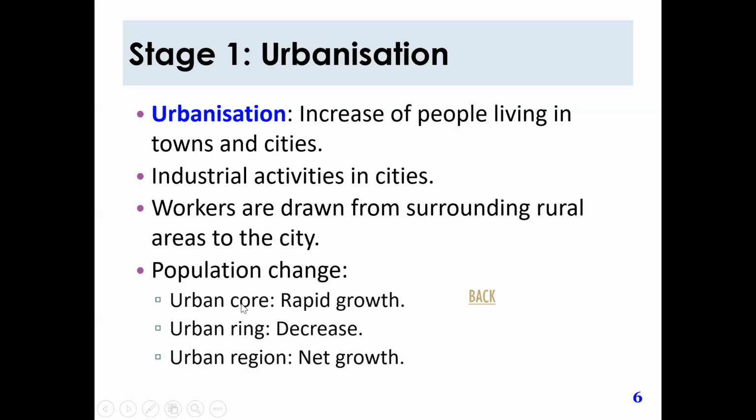During the urbanization process, the urban core, the center of the city, will experience rapid growth. What will happen at the urban ring? The urban ring is the area surrounding the core area. It will experience a decrease in population because people move towards the city center, for the better opportunities we mentioned before. The urban region as a whole will experience net growth, because the growth in the urban core will offset the decrease of population in the urban ring. So that's the first stage.